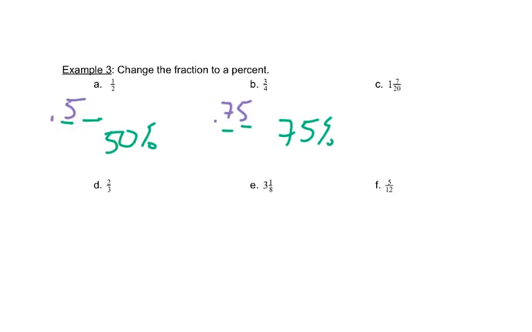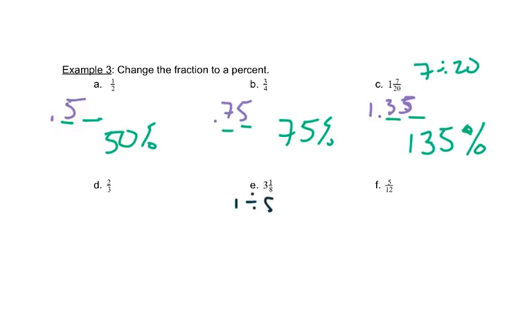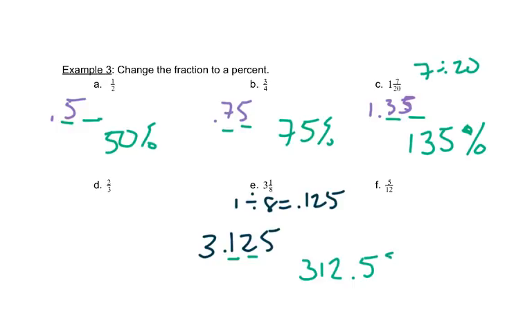So 7 out of 20, if I do 7 divided by 20, I get 0.35, and there's a 1 in front, so this would be 1.35. Move the decimal place 2 places to the right, and I get 135%. Let's skip to E. 1 divided by 8 is 0.125, so I really have 3.125. Move the decimal place 2 places to the right, and I get 312.5%. This could also be written as 312.5%.